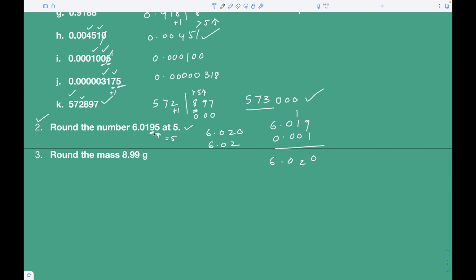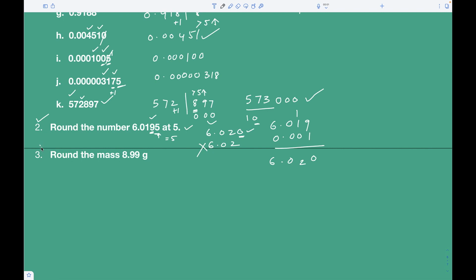Now some of us may get confused and say the answer is 6.02. No, when you add 1 to 9, you would get a 10 and that includes a 0. So you must include this 0. So don't make this mistake. Rounding up digits that have a value of 9, or rounding up 9s, is slightly tricky. So pay attention to that. For this question, the answer is 6.020, not 6.02.